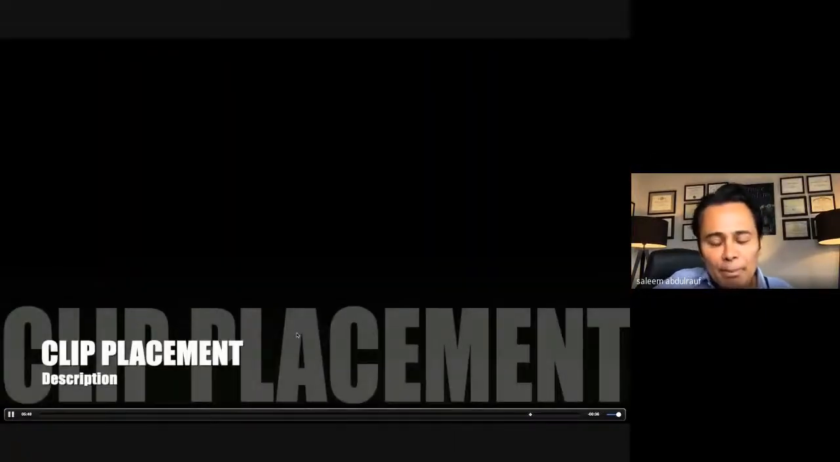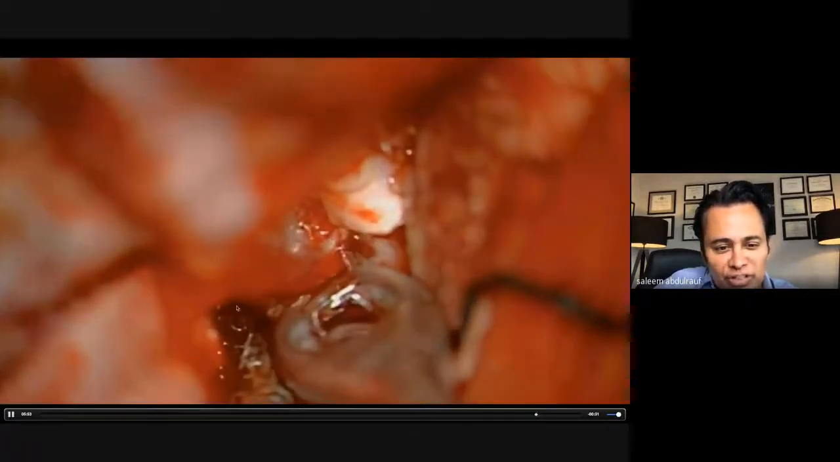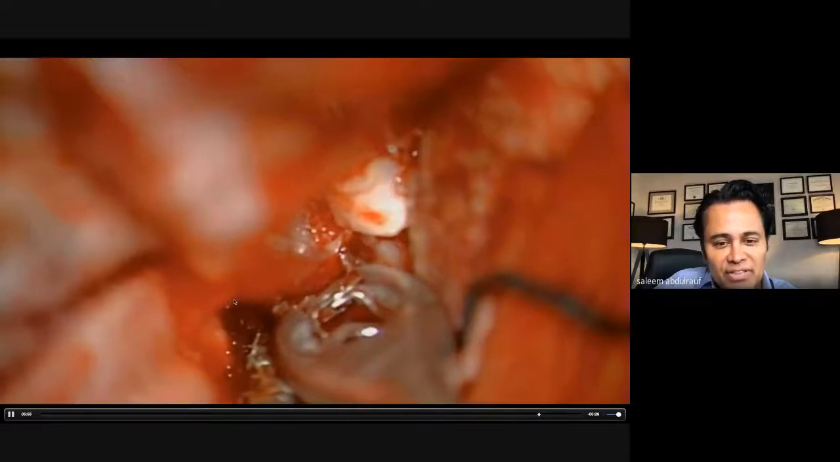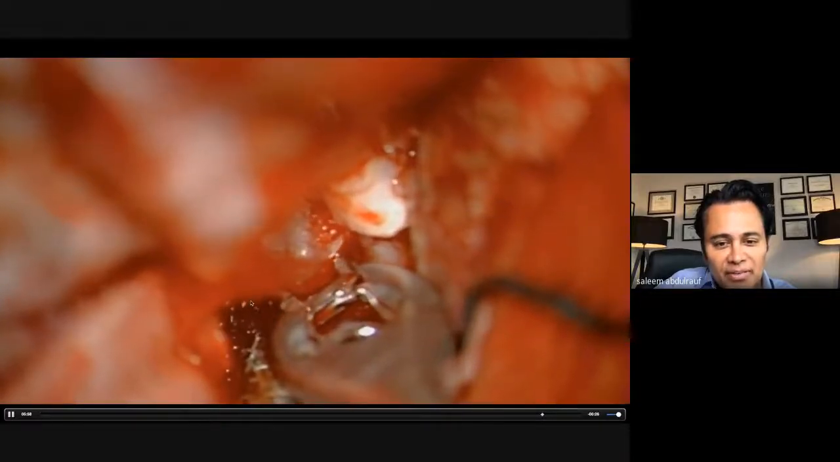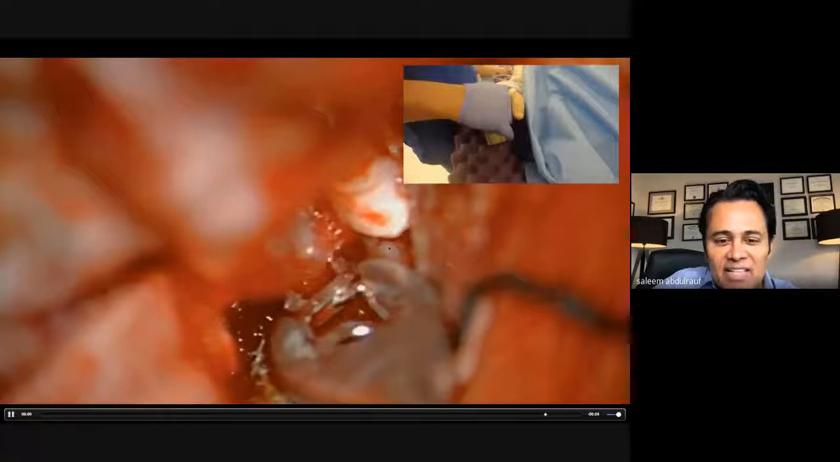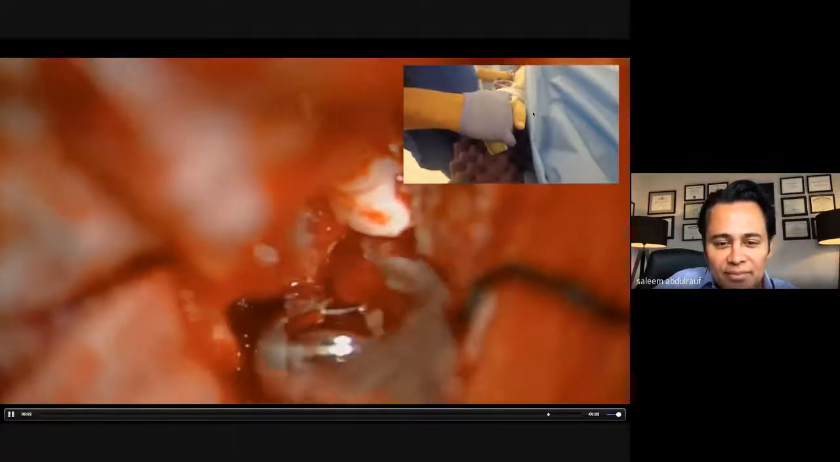Now we're ready for clip placement. Now I'm placing a clip. Of course, this tip of the clip now is in the cavernous sinus. You'll see some cavernous bleeding here. Squeeze my hand again. As I'm closing the clip, I'm checking everything. Perfect.